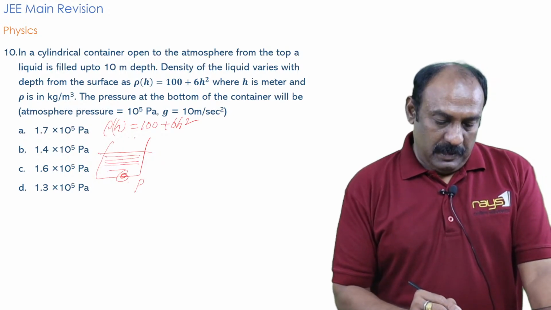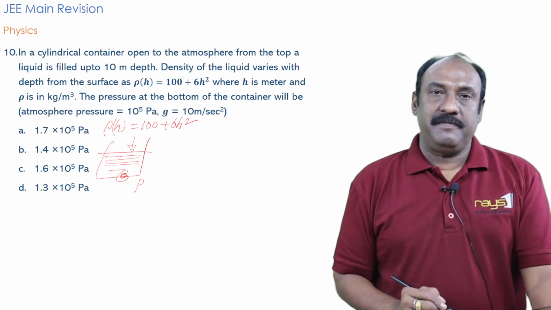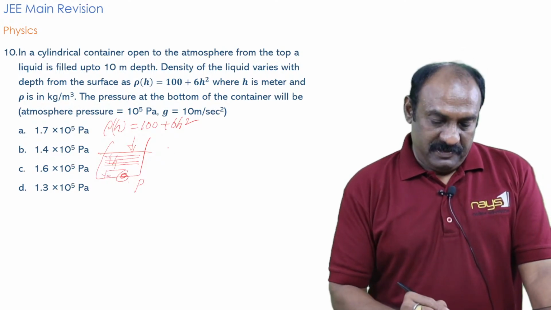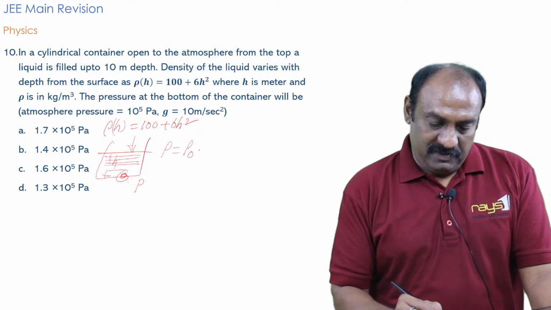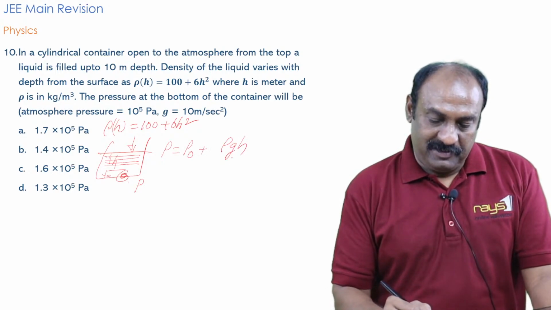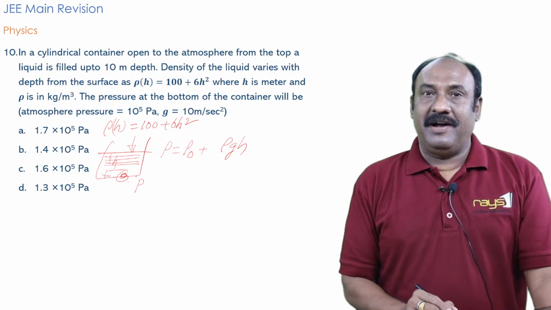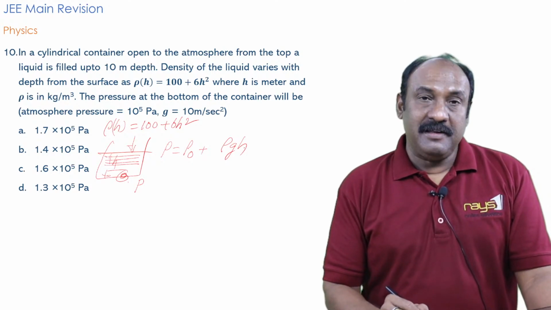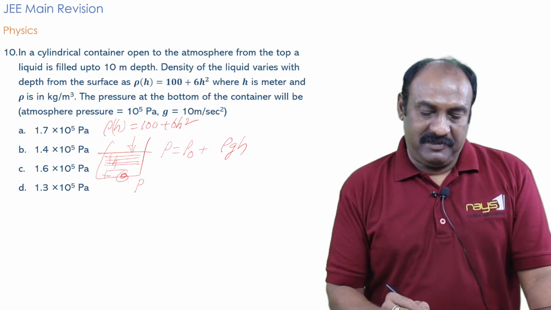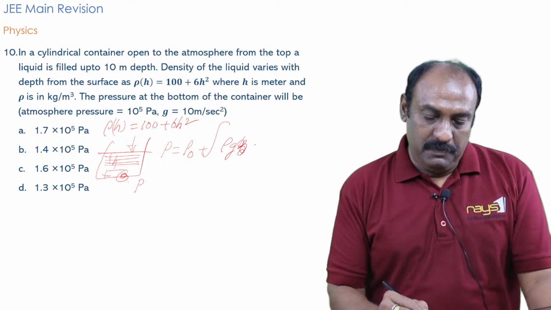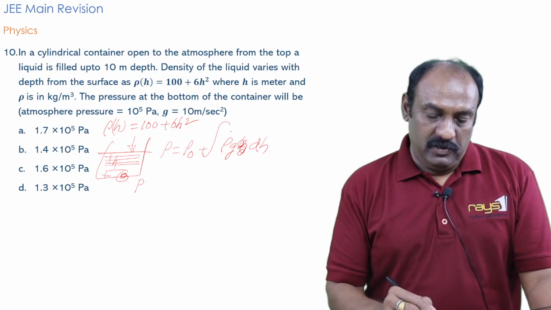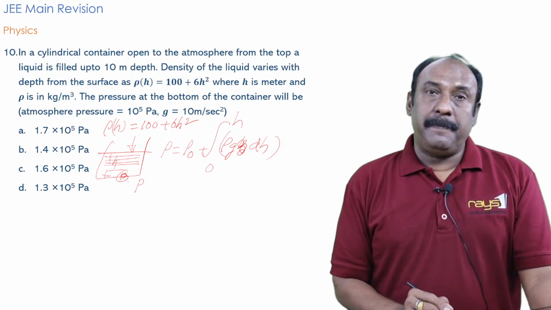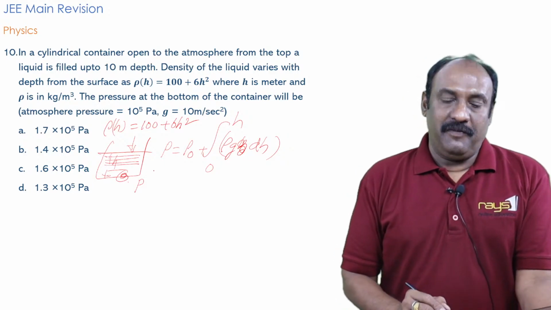So we know that the pressure at the bottom is due to the atmosphere plus the pressure due to the layers of the liquid column. So pressure at the bottom is equal to P naught plus rho g h. But according to the given data, this liquid has variable density. So we have to consider the h value in terms of dh: rho g into dh within the limits 0 to h. This is the pressure at the bottom of a liquid of variable density.